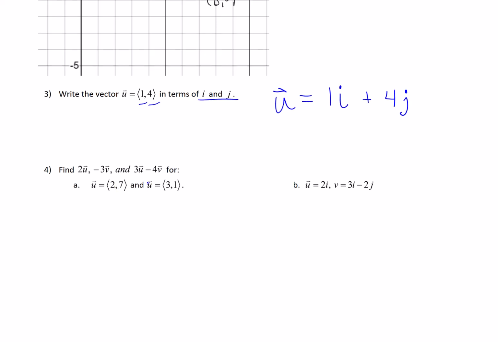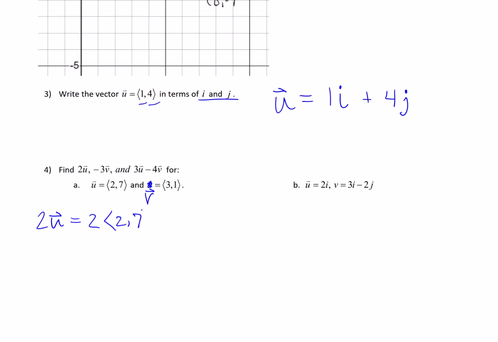And then vector v is given in component form as ⟨3, 1⟩. So let's put these together one piece at a time. The first item to find is 2 times vector u. So I'm going to write that out, and then using the component form given as ⟨2, 7⟩, if I'm multiplying 2 times vector u, then really I want 2 times those components.